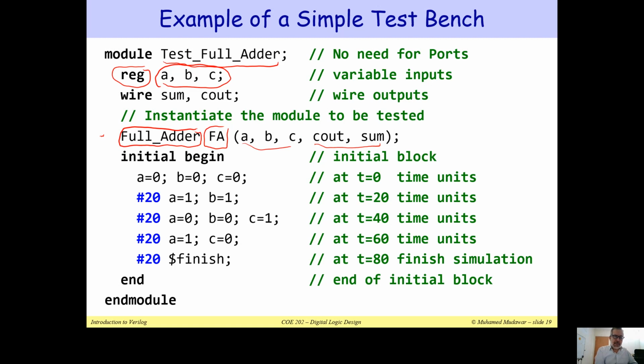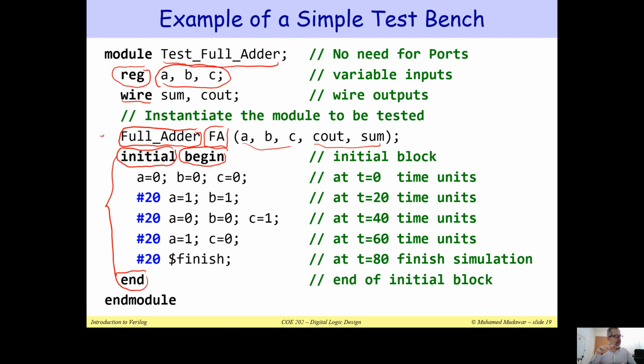Whereas Cout and sum, these are wires because these are the outputs of the circuit. So we declare them as wires. Now, in order to assign values to these inputs, we have to write an initial block. So notice that this is my initial block. It will start at the initial keyword, and then you surround it by begin and end. And inside, you can write a number of procedural assignment statements.